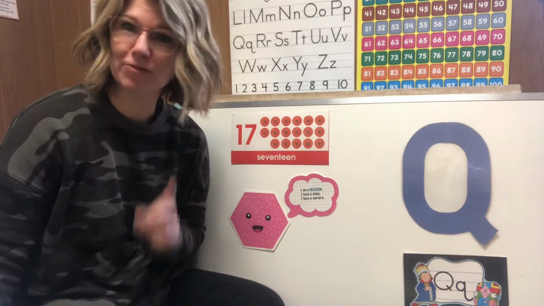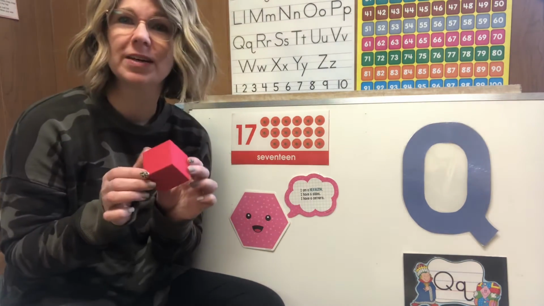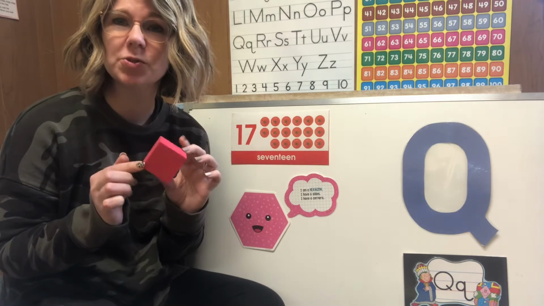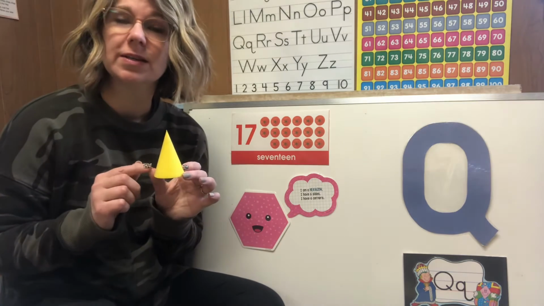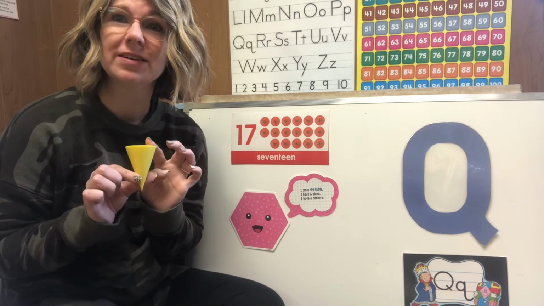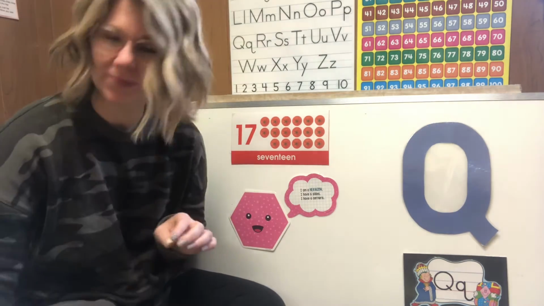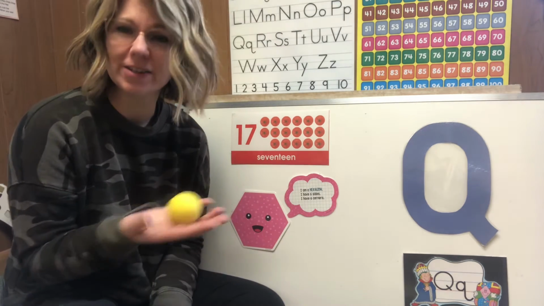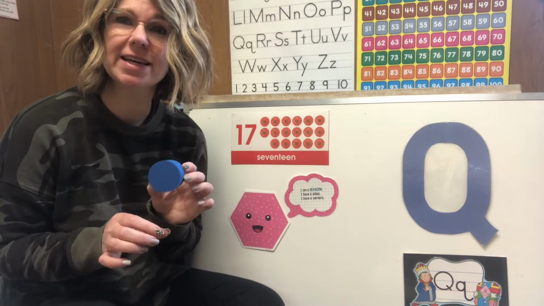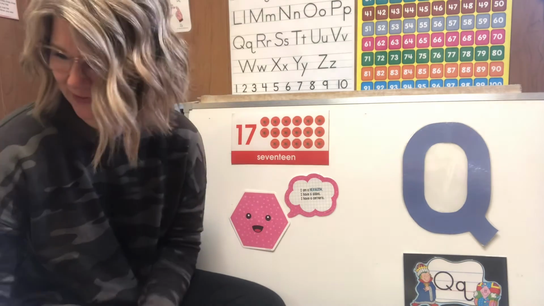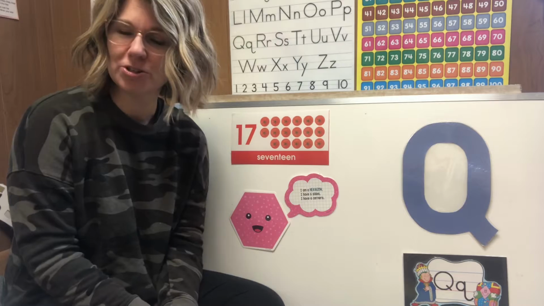Oh, don't forget our 3D shapes, which this one with all his sides square is a cube. How about this one? Cone, good. Sphere. And our tall circle shape is a cylinder. Okay, good job on your shapes.